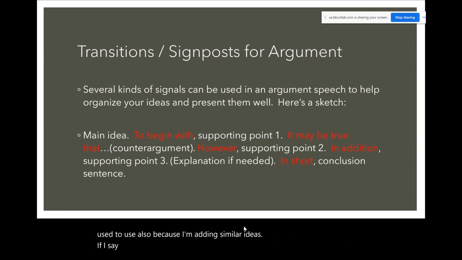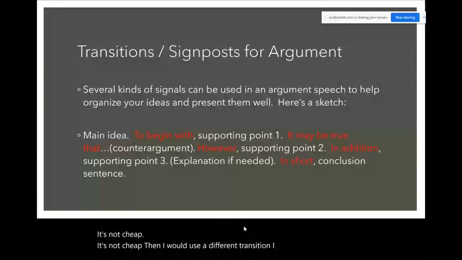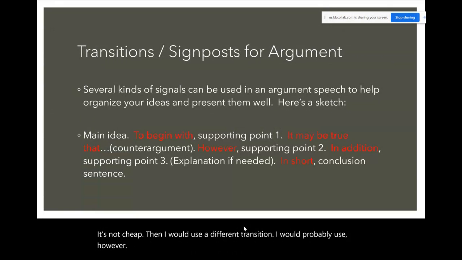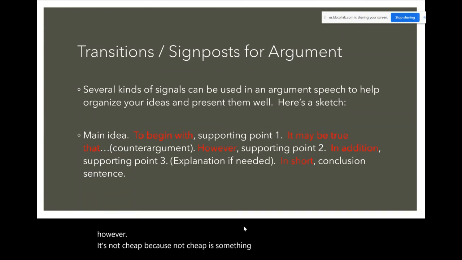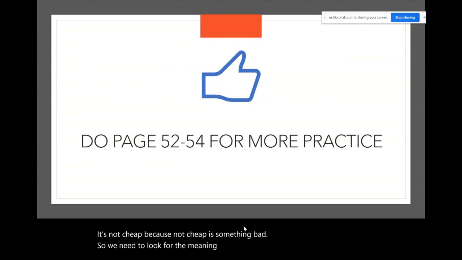My sentence says, in my opinion, nuclear energy is safe. And then I say, it's not cheap. Then I would probably use, however, it's not cheap, because not cheap is something bad. So we need to look for the meaning, the relationship meaning there. So let's go to number two.